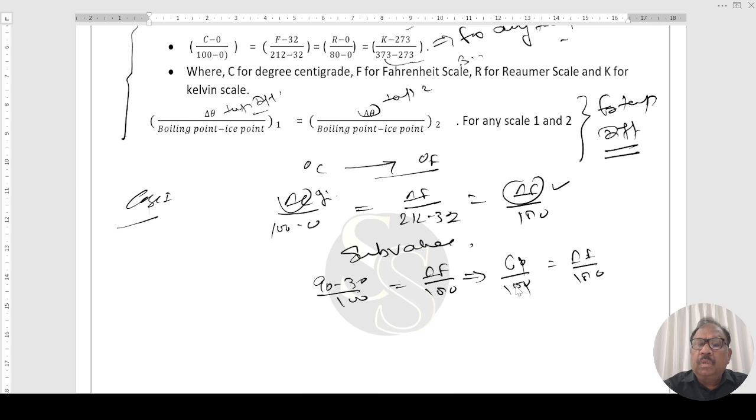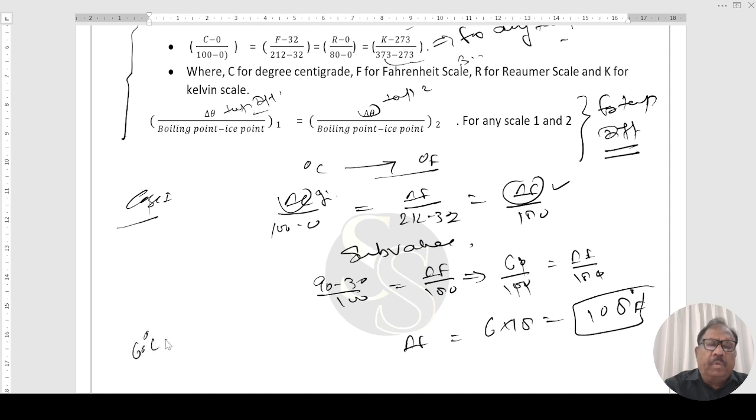This goes. On simplification, this comes out to be 6 into 18. This comes out to, means 60 degrees centigrade temperature difference on Fahrenheit would be equal to 108 degrees. This is the temperature difference. Be very, very careful. Temperature difference.